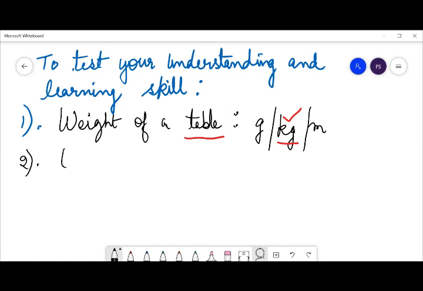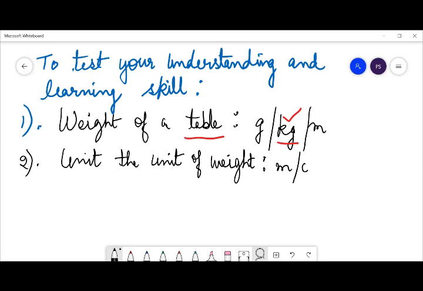Now the next question is: identify the unit of weight. Options are meter, centimeter, and grams. Can you identify the unit of weight? Meter and centimeter are the units of length. So the unit of weight will be what? Grams.